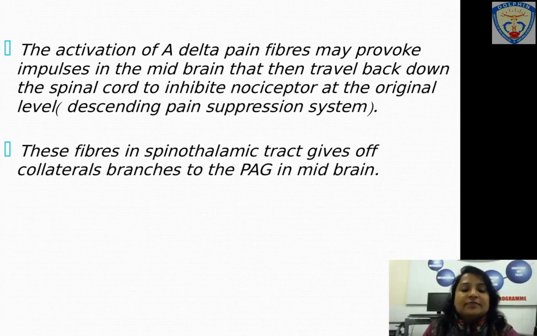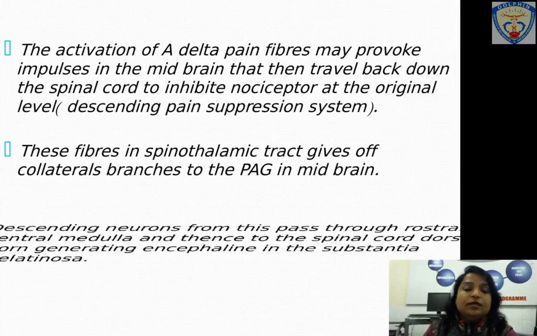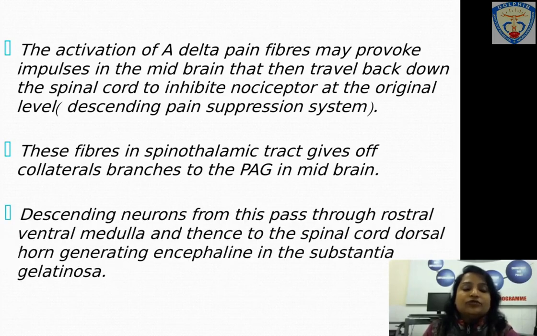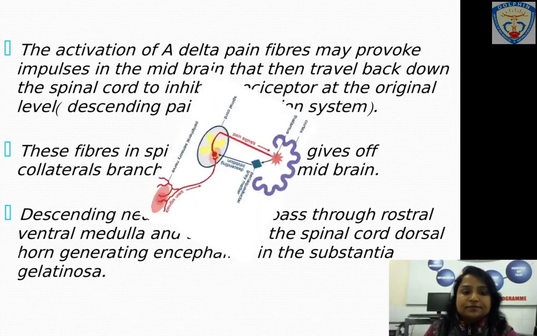These fibers in the spinothalamic tract give off collateral branches to the PAG in the midbrain. Descending neurons from this pass through the rostral ventral medulla and hence to the spinal cord dorsal horn, generating enkephalins in the substantia gelatinosa, which are the natural painkillers.